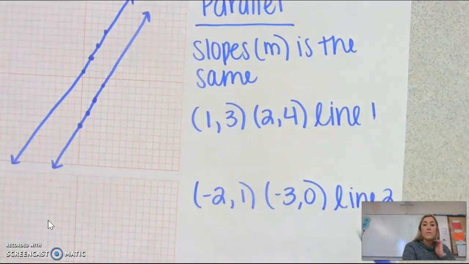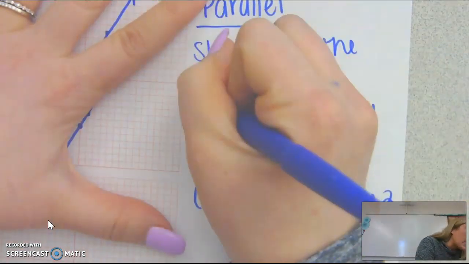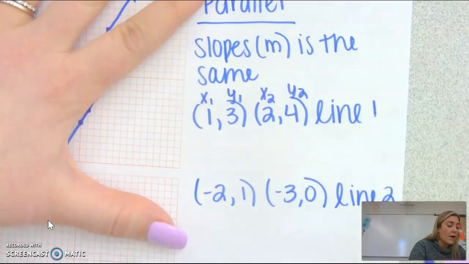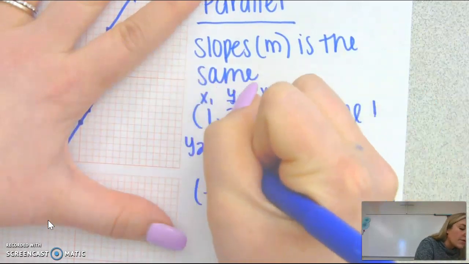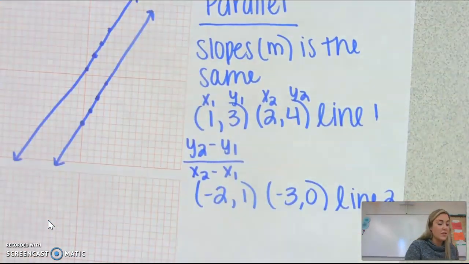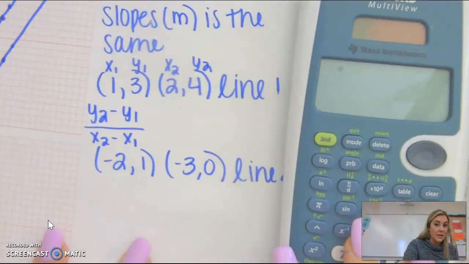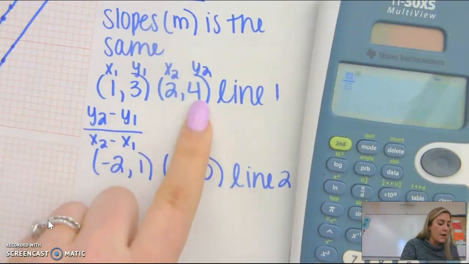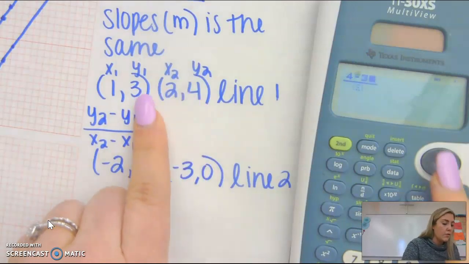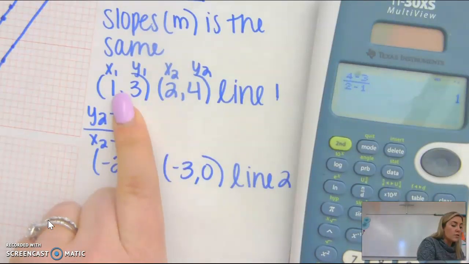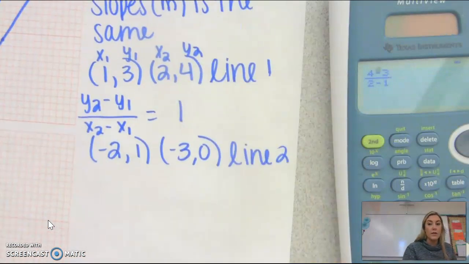The first thing I need to do is find the slope of line 1. Remember that this is x1, y1, x2, y2, and to find the slope, I plug it into my slope formula. I can just grab my handy dandy calculator and plug it in. I'm going to press N over D. On top, my y2 is 4 minus my y1 is 3, over my x2 is 2 minus my x1 is 1. And I get 1. So the slope for line 1 is 1.